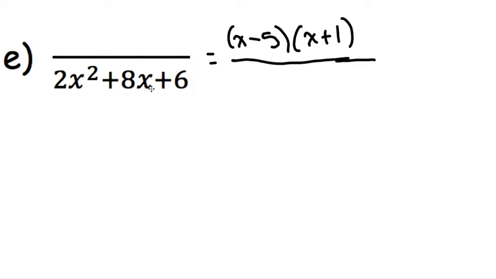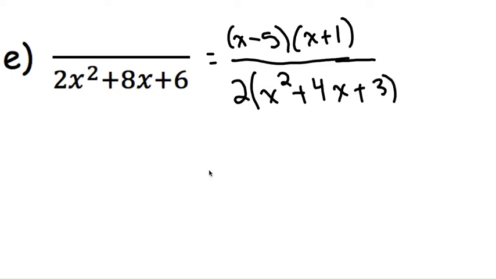All right, now I'm going to ignore the numerator and look at the denominator. Well, this one here has a GCF of 2. So let's do one step of taking out the GCF, divide that out. So take it out of the first term, we're just left with x squared. Divide it out of the second one, 8 divided by 2 is 4. Divide it out of the last one, and 6 divided by 2 is 3. Okay, up top, x minus 5, x plus 1.